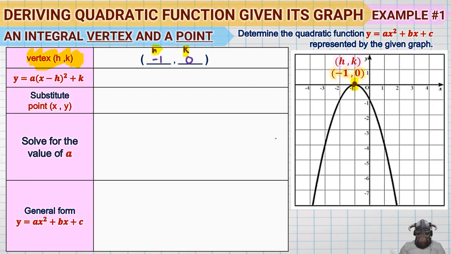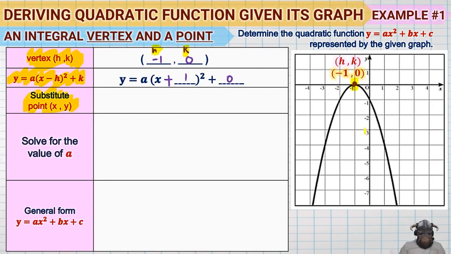Next is for us to substitute this hk on the standard form y is equal to a times the quantity x minus h squared plus k. So, parang ganito yung format. Ilalagay lang natin yung h tsaka yung k dun sa loob ng ating standard form. So, all we need to do is to write negative 1 here and dito naman 0. So in this case, kung mapapansin nyo, negative minus negative 1. So we can replace this minus sign as plus kasi negative times negative, di ba? Para maging positive yan.